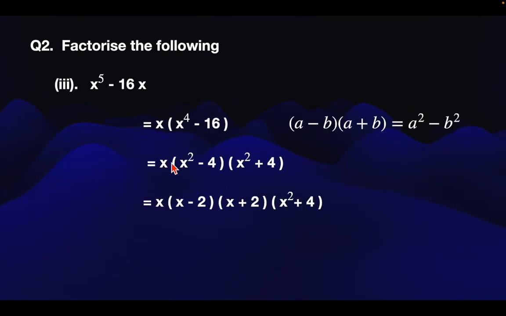So next sum, x raised to 5 minus 16x. Here x is a common factor. First I am removing it out. Then we can see that x to the 4 is a whole square and 16 is also a whole square. So now this expression is in the form of a square minus b square. Okay, here a will be x square and b will be 4. Okay, so write down in this form, it will be x square minus 4 into x square plus 4.